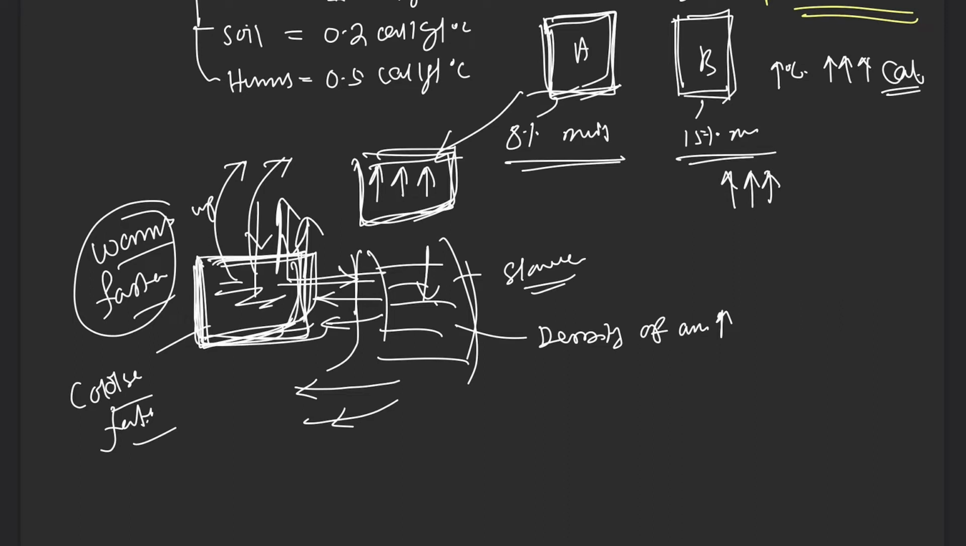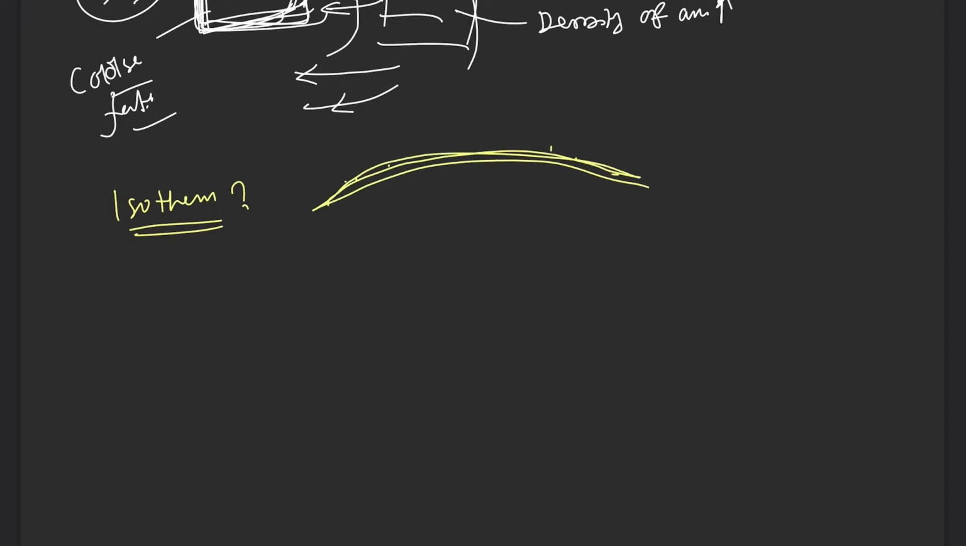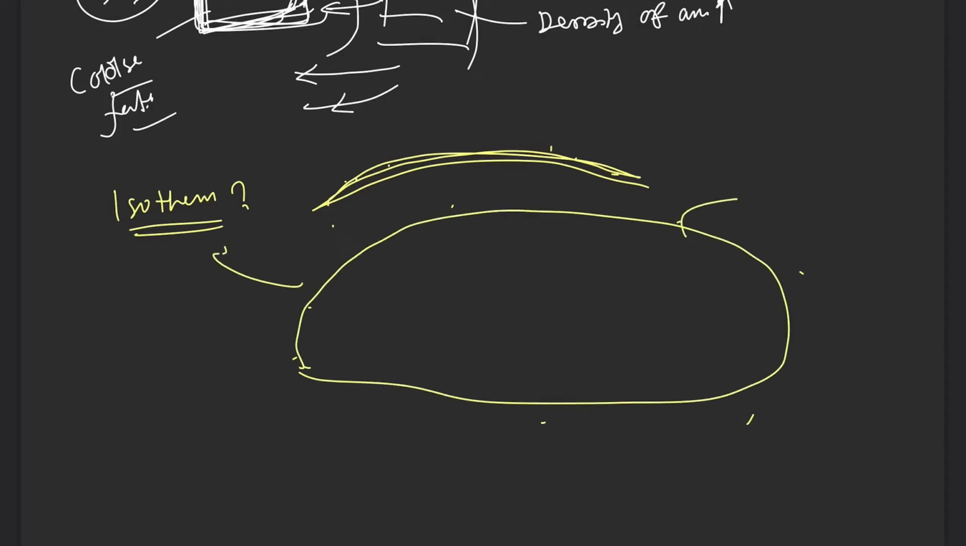Now, in horizontal temperature variation, there is a term called isotherm. What is isotherm? Let me write here. If we draw a line connecting places having equal temperature at a particular time, that is called isotherm, right?